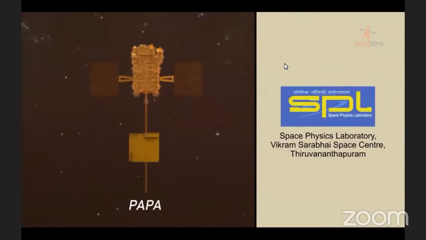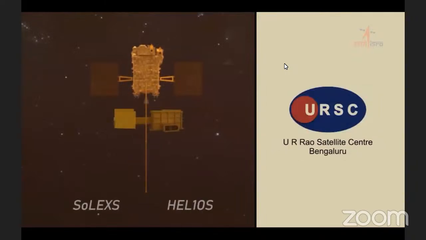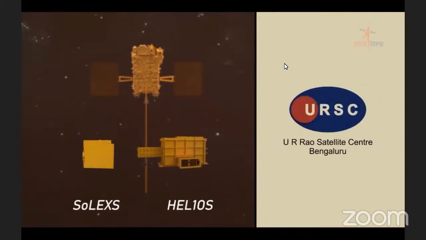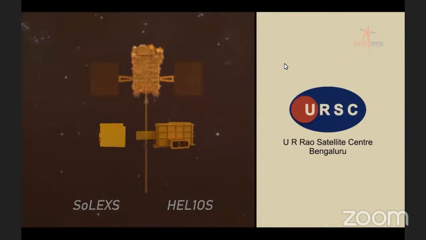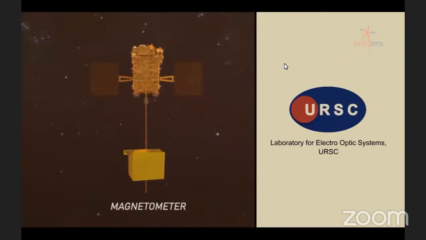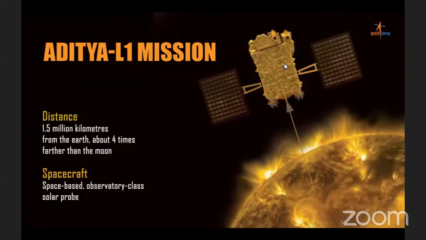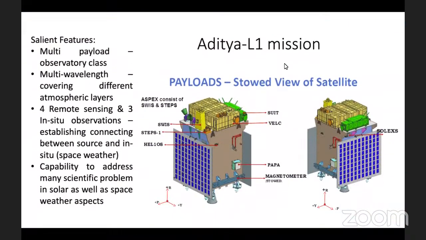Space Astronomy laboratory, Vikram Sarabhai Space Centre, SoLEXS and HEL1OS payloads at URSC satellite centre, Bengaluru, at the magnetic field laboratory, at the Laboratory for Electro-Optics Systems, URSC. So I must point out that all the payloads are built in different institutions or labs of ISRO.